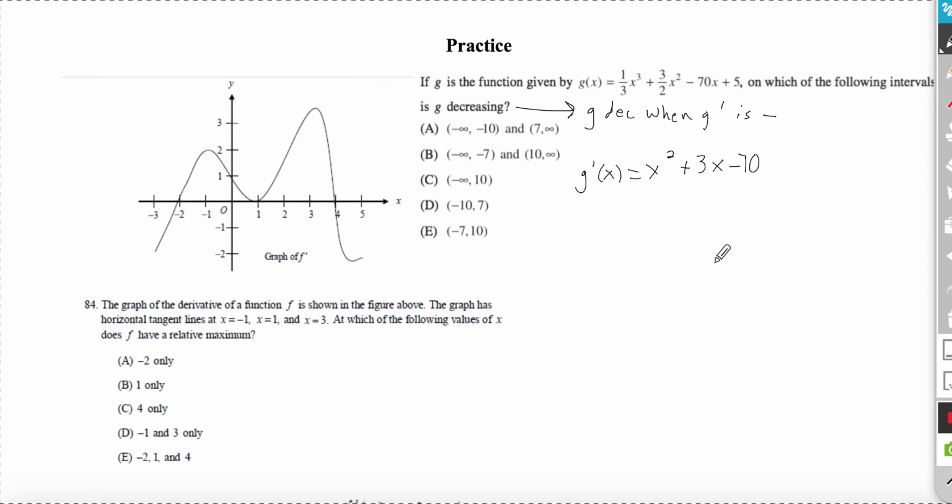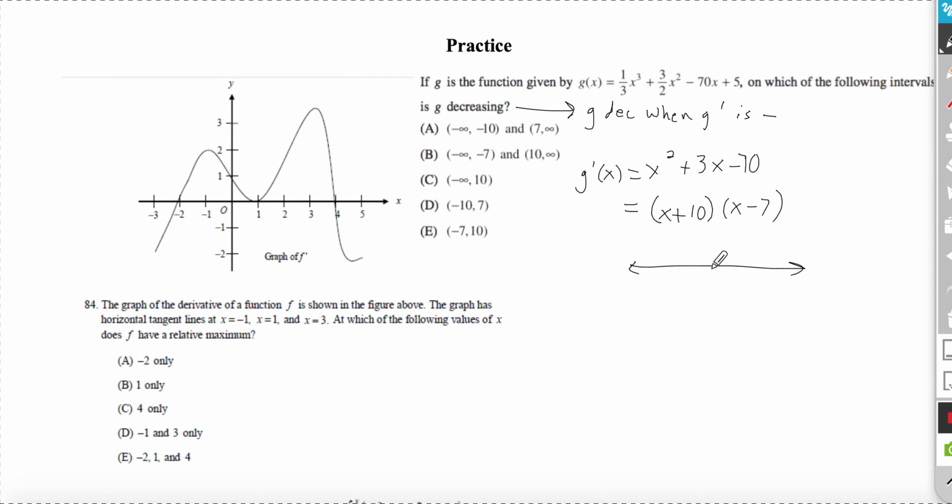All right. So I need the factors of that. g prime then is, because I want to do a sign chart, because I want to figure out when g prime is negative, so I've got to get my sign chart. Let's do x plus 10, x minus 7. All right. That'll do it, right?